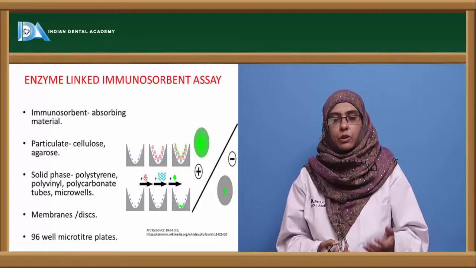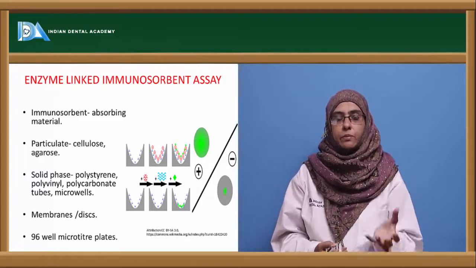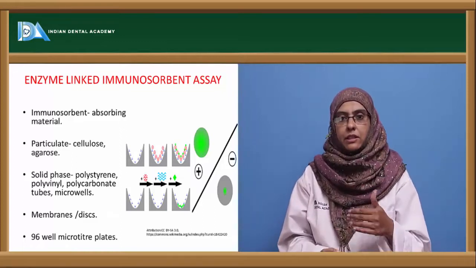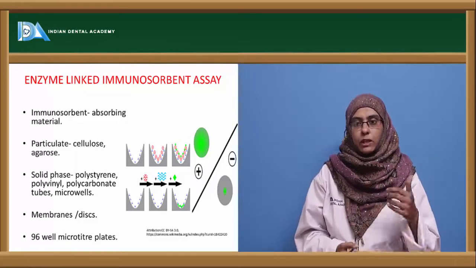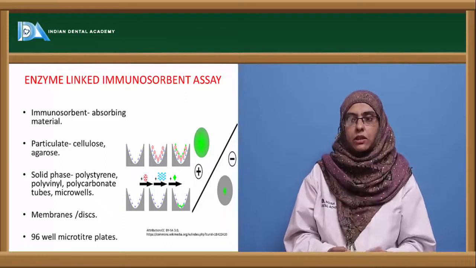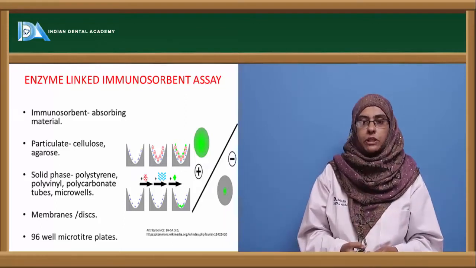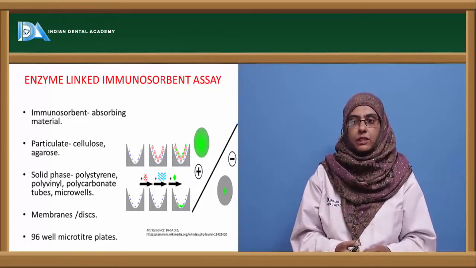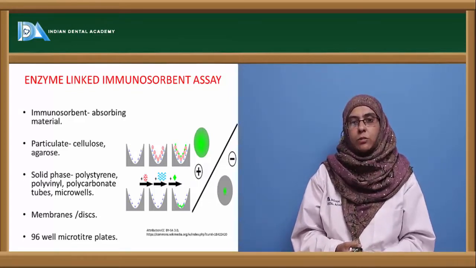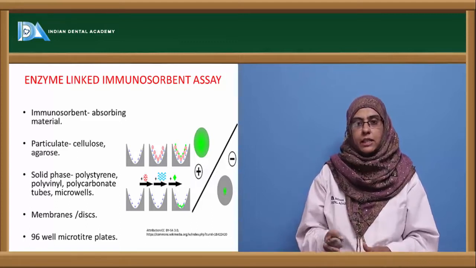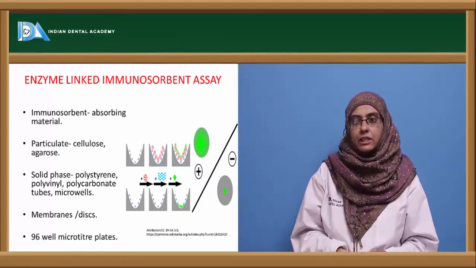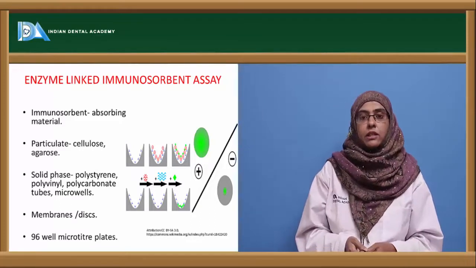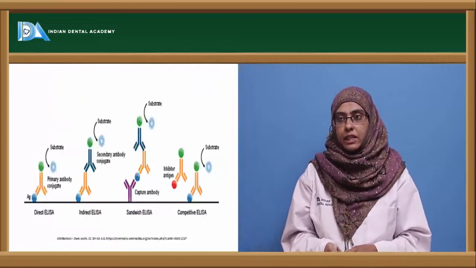It is called immunosorbent because it helps to absorb the material, either the antigen or the antibody, towards a substrate, and these are adsorbed onto a particulate matter such as cellulose or agarose, or on a solid phase such as polystyrene, polyvinyl, polycarbonate, tubes, microwells, etc. Or they can also be adsorbed onto the membranes or the disc. And here in case of ELISA, there are 96 well microtiter plates that help to identify not one or two but different types of antigen antibody interaction.